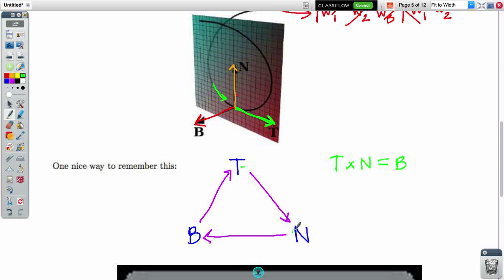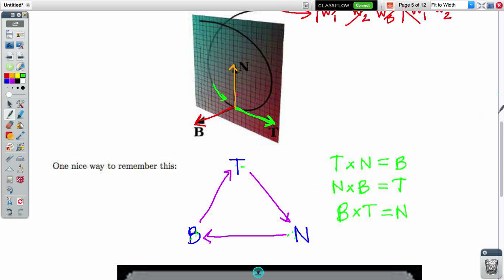And you can read this starting in any place. You could also go normal cross binormal, which gives you the tangent. You could start here, binormal cross tangent would give you the normal vector. And then we would be back at the beginning. But this is all a cycle, and each one crossed with the other one in this particular order gives you the next vector in line.